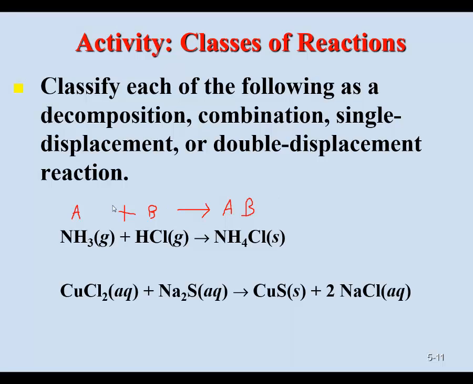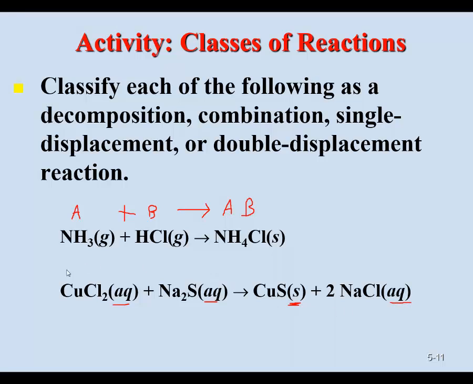Now my next reaction I want to classify is copper 2 chloride. And if I look at the phase labels, it's copper 2 chloride in solution. It gives a nice blue color. If I have sodium sulfide, all sodium salts are soluble, so it's in solution. We form products of copper 2 sulfide, which is precipitating. I know that from the phase label that was given to me. And then sodium chloride is soluble.